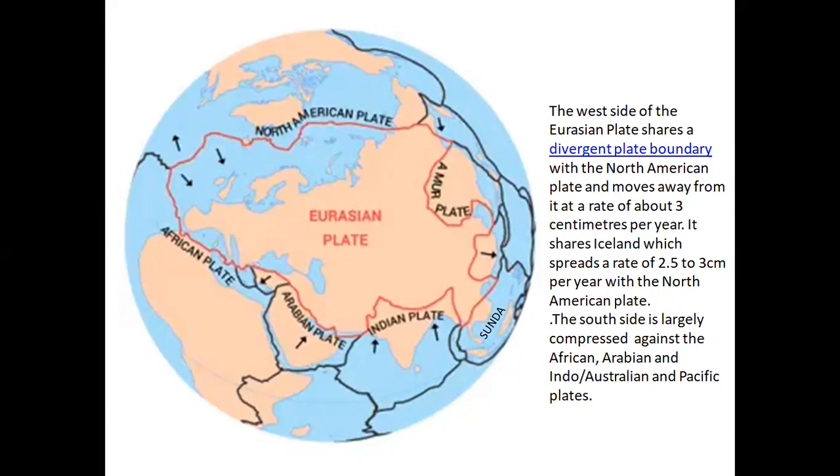Now, to read that article there, the west side of the Eurasian Plate shares a divergent plate boundary with the North American Plate and moves away from it at the rate of about 3 centimetres per year. It shares Iceland with the North American Plate, and that's spreading at something of the order of 3 centimetres per year. And the south side is largely compressed against the African, Arabian, Indo-Australian and Pacific plates.